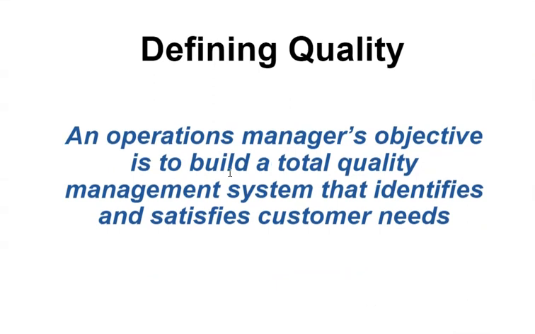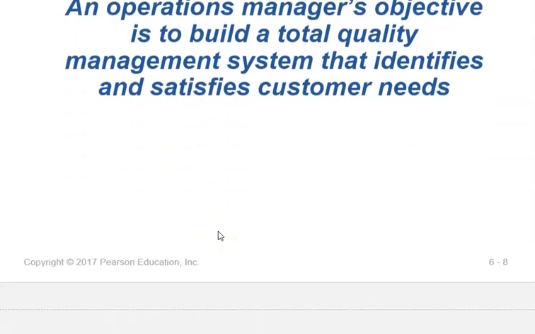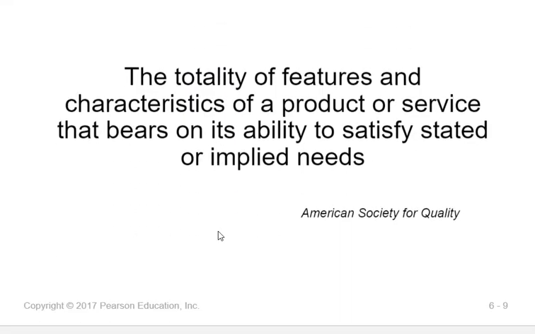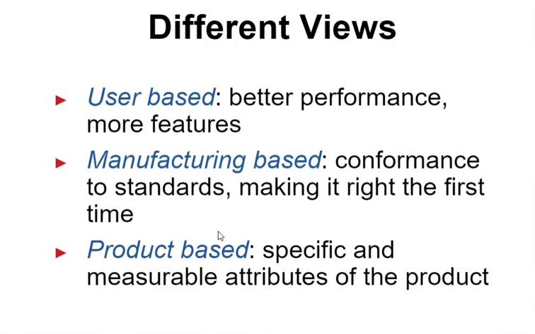Defining quality. An operations manager's objective is to build a total quality management system that identifies and satisfies customer needs. Different views. From the perspective of the user base, they're looking for better performance and more features. So look at yourself when you want to buy a product. You want higher performance, you want to pay less and get more from the product, and you want more features, right? Manufacturing based, from the perspective of manufacturing.